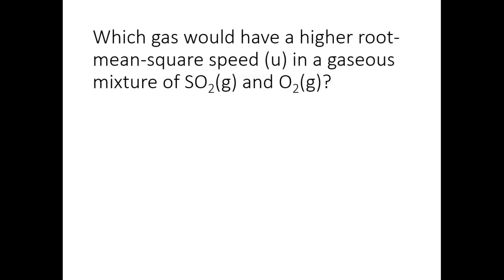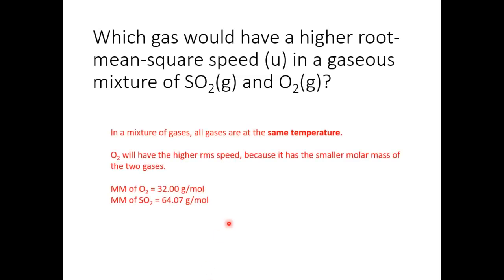It's got to be O2. Why? It has a smaller molar mass. O2 is 32 grams per mole. SO2 is 64 grams per mole. If they're both at the same temperature, which they are, because they're in a mixture together, O2 is moving faster. Yes, O2 is moving faster.